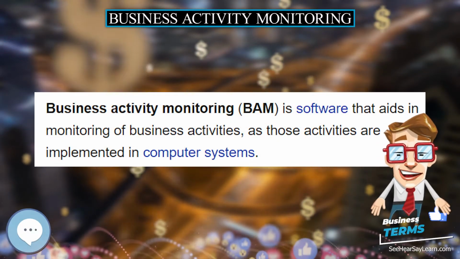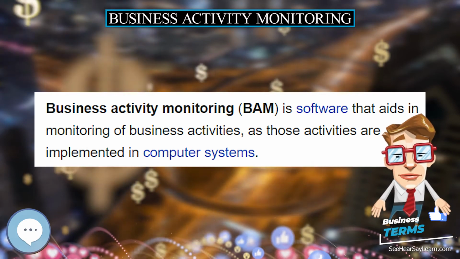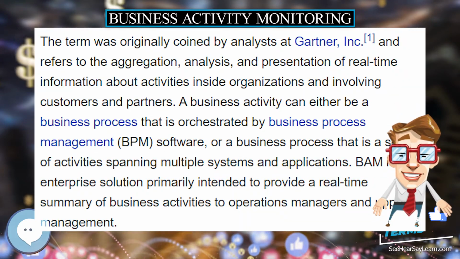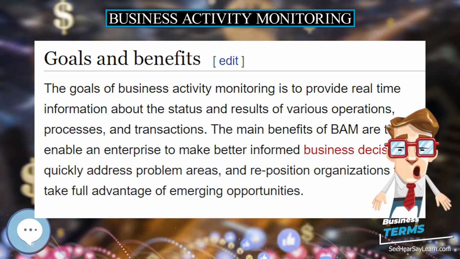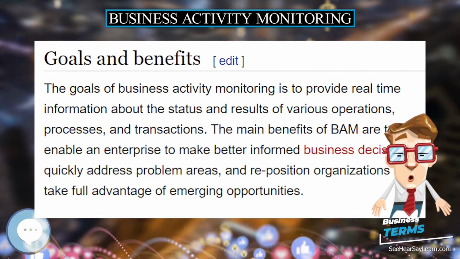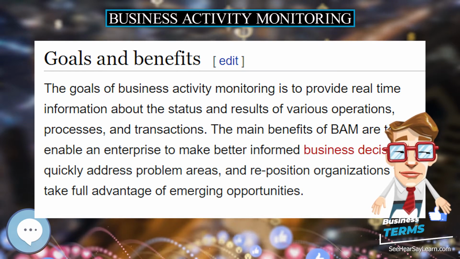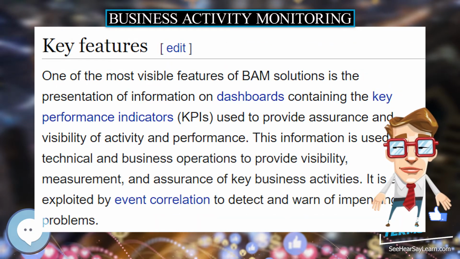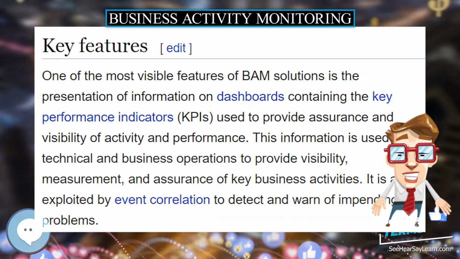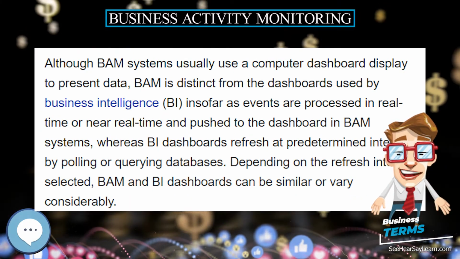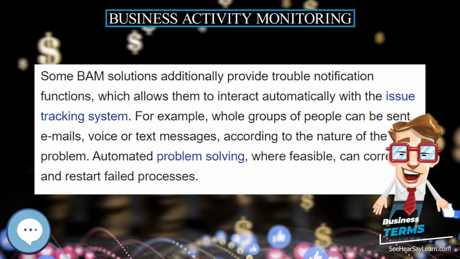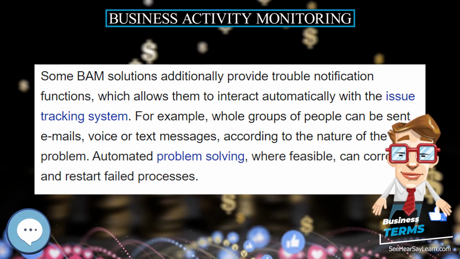Business Activity Monitoring. Business Activity Monitoring, BAM, is software that aids in monitoring of business activities, as those activities are implemented in computer systems. The term was originally coined by analysts at Gartner Incorporated and refers to the aggregation, analysis, and presentation of real-time information about activities inside organizations and involving customers and partners.